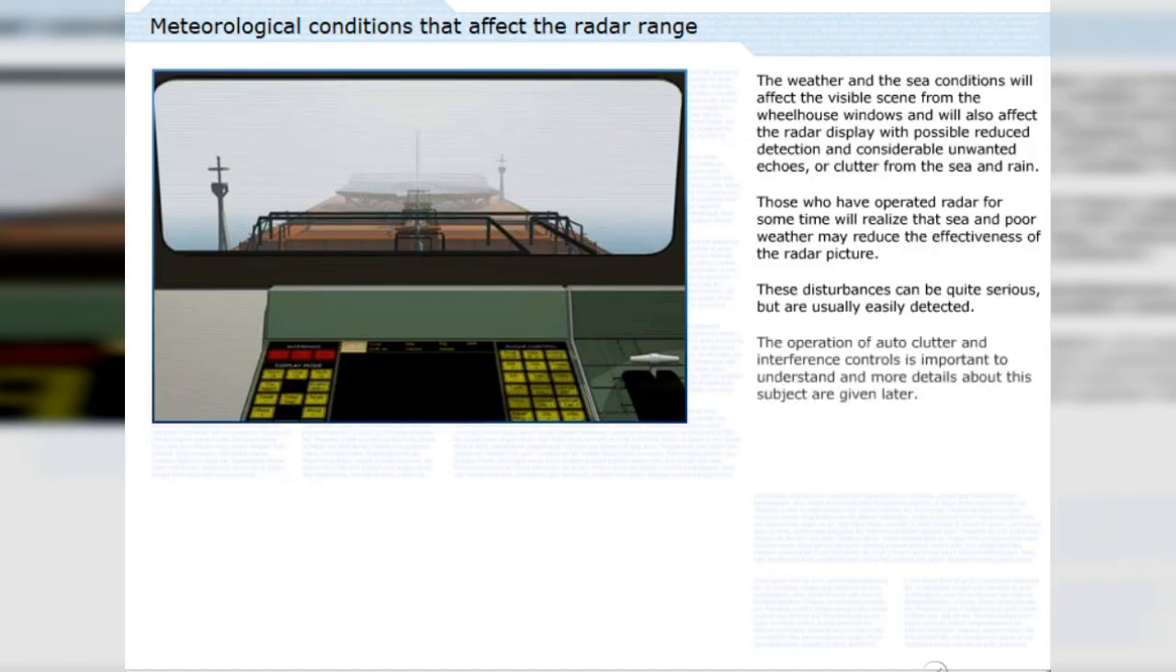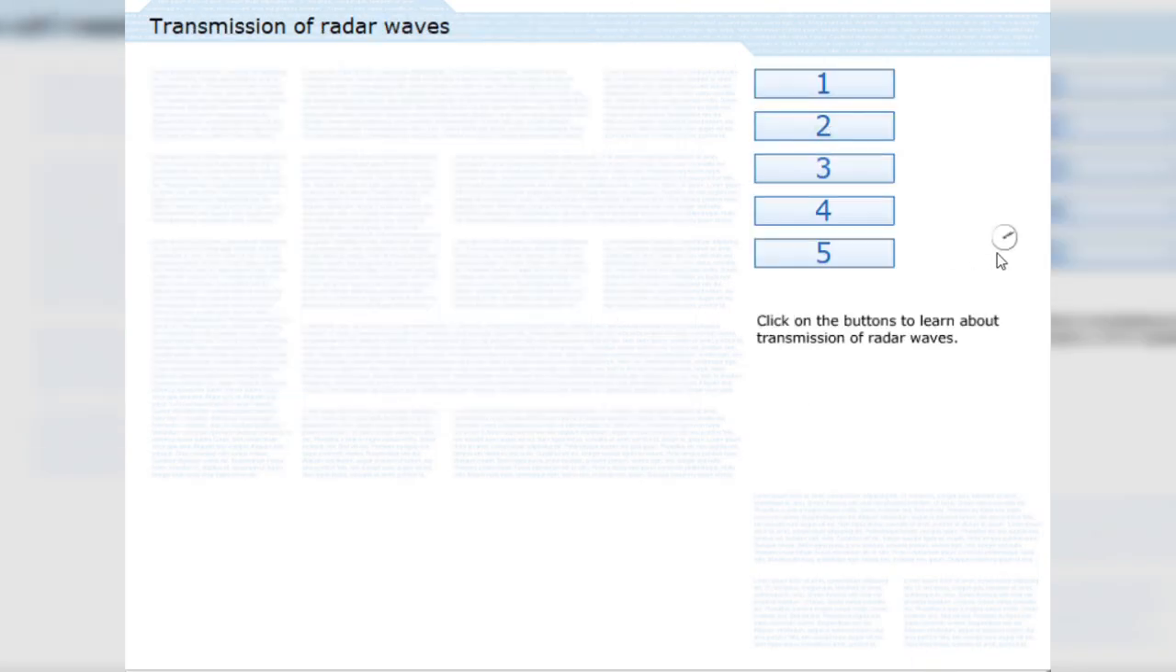The operation of auto-clutter and interference controls is important to understand, and more details about this subject are given later. The effects of meteorological conditions will be found in the radar handbooks and manuals. Click on the buttons to learn about transmission of radar waves.